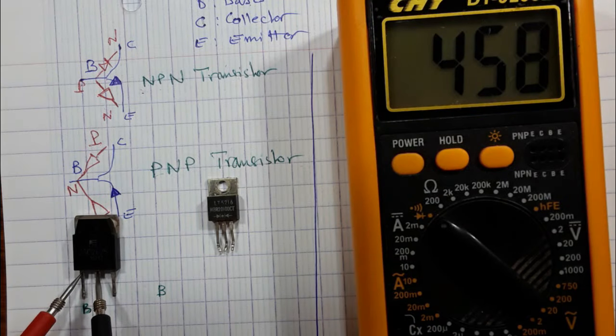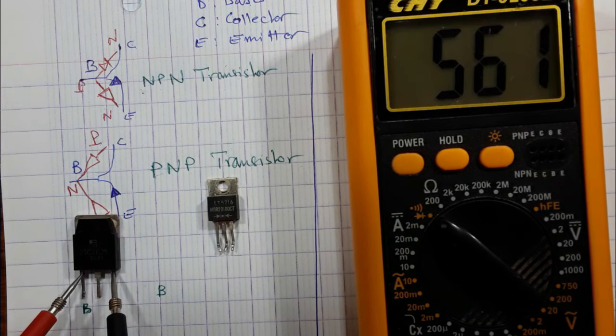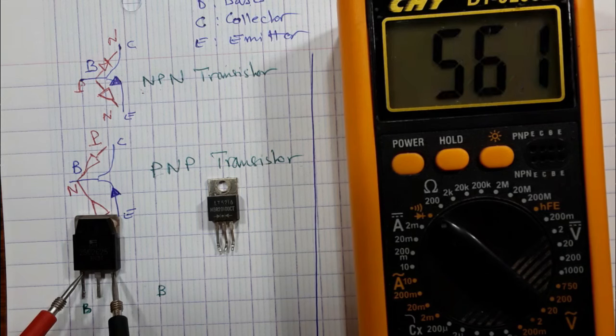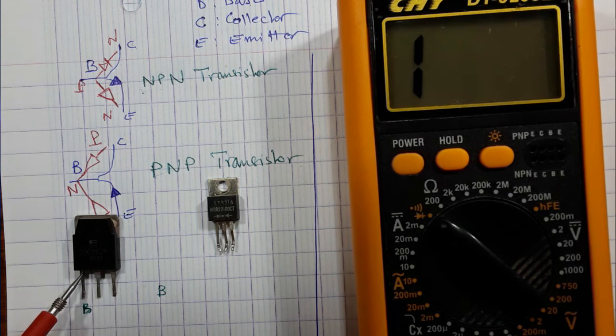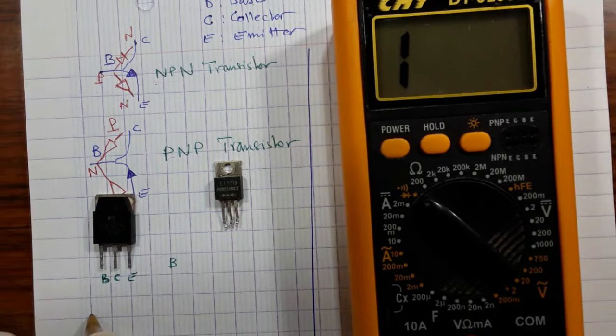We got 458, and here 559. So from this to this is higher than from base to this terminal. So the higher reading means this is emitter, and the lower reading, this is collector. So we have collector, and here we have emitter.